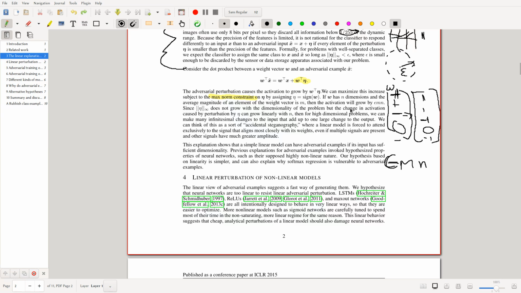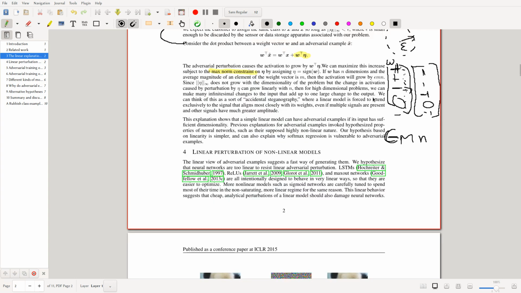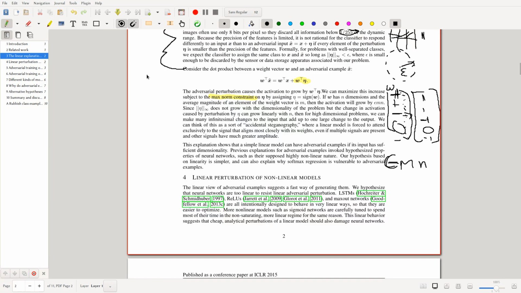As you grow the dimensions, even though they're all individually small, they add up to a big number, right? And we can think of it as accidental steganography. Steganography is the art of, I don't know if it's an art, but of hiding.